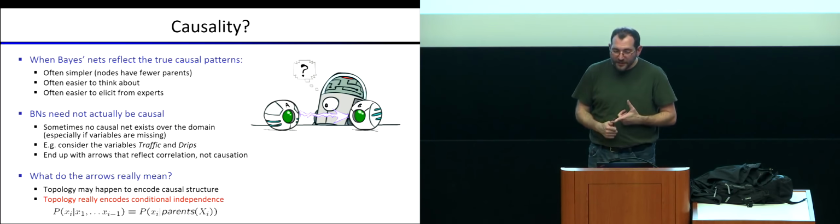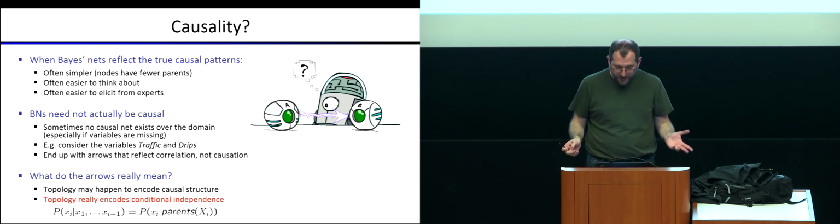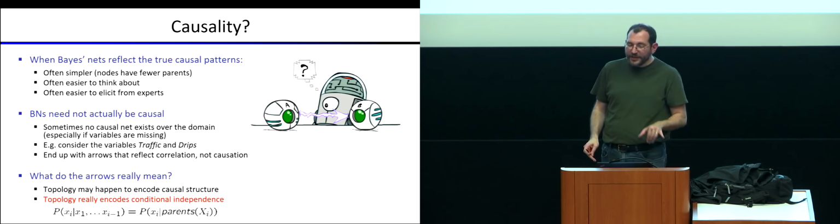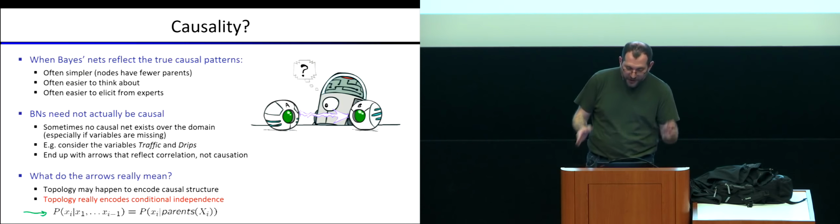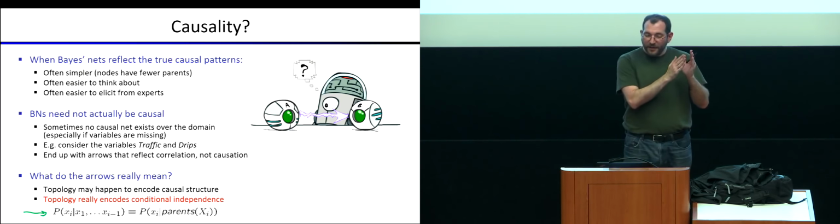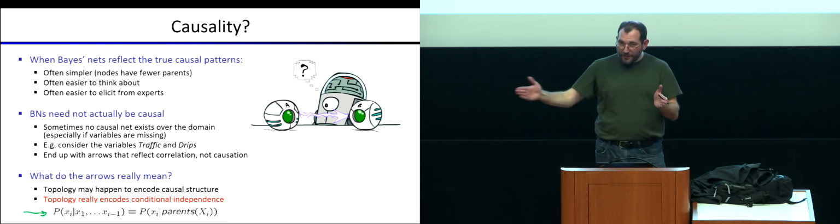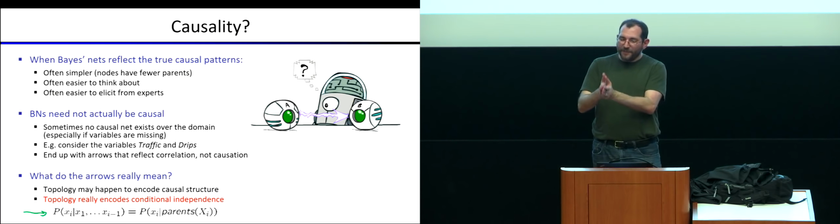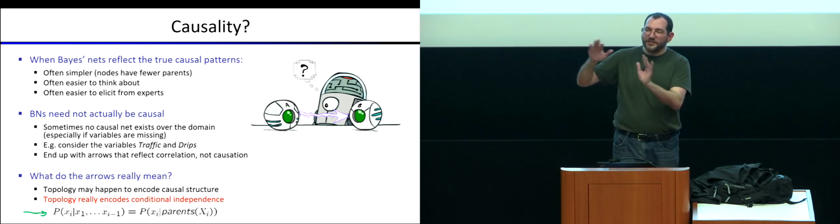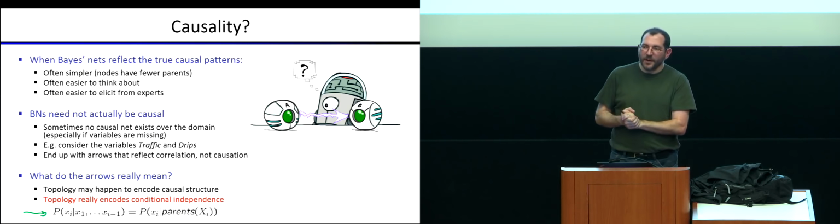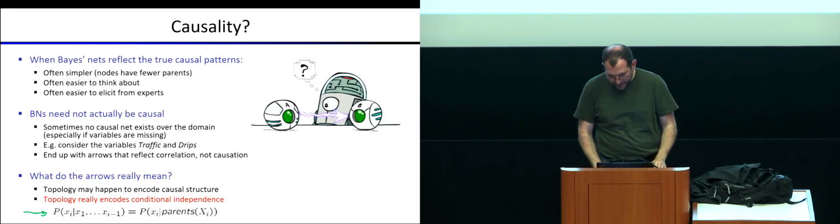So what do these arrows mean? They might happen to encode causal structure. It's great when they do, it's intuitive, but they really encode conditional independence. When you write out the chain rule, in general, you get P of X given all the variables that precede it, but now we have P of X given only its parents. It's a statement that once you know the parents, you don't need to know the other things that precede it. We'll unpack that a little bit in the next lecture.